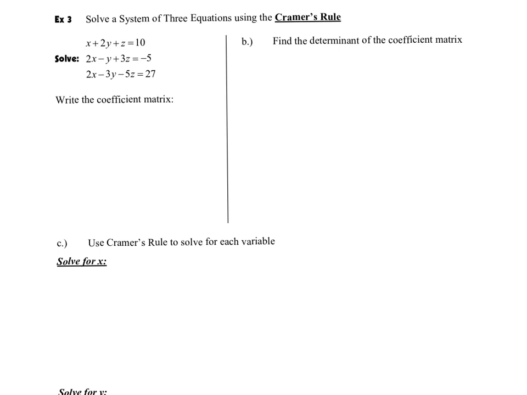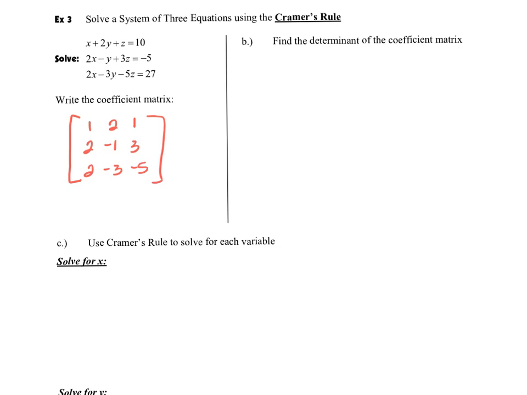The first thing we want to do in using Cramer's rule is write the coefficient matrix. So I'm going to write that. I'm going to have a 1, 2, 1. Sorry, I got ahead of myself there. 2, negative 1, 3, 2, negative 3, negative 5. And then we're going to use that to find the determinant of that coefficient matrix, that 3 by 3 matrix.